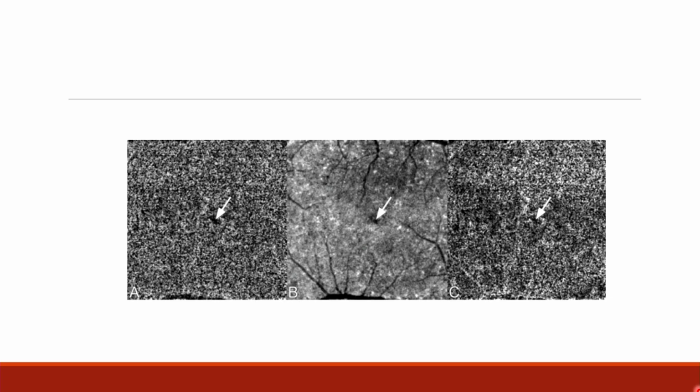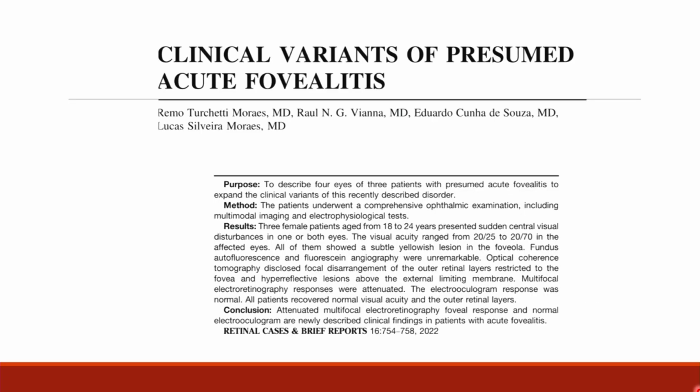There was decreased signal noted as pointed by the arrow, and the OCT shows decreased reflectance at the same spot. And the third one is the compensated image formed, which showed no flow abnormality. The other case which discussed the variants of presumed acute foveolitis cases published their case in Retinal Cases and Brief Reports again in 2022. They had 4 cases.